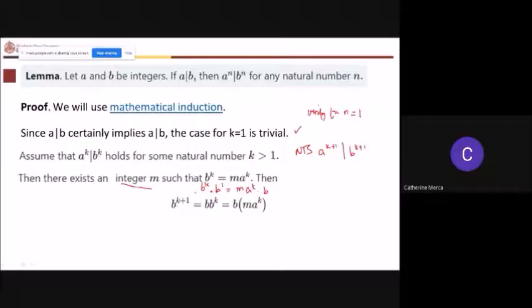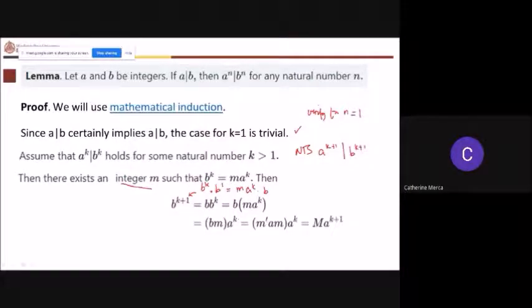Then on the other side, m a^k times b is the same as, again, we can put the b in front, b times m a^k, because of the commutative property of integers. So from there, you can rewrite this as bm. By the associative property, this bm we can associate and write as bm times a^k.